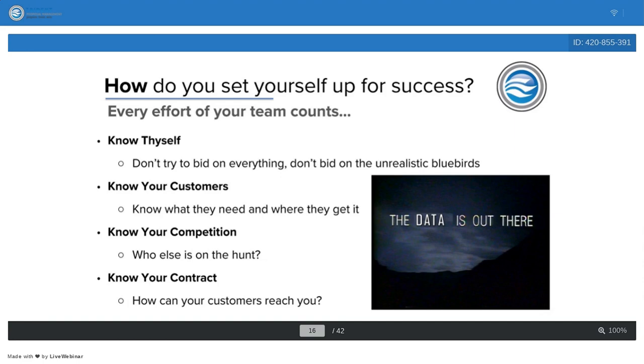Don't try to bid on everything. Don't go after those unrealistic bluebirds that you have no chance of winning. Unless you have endless time and resources and money to spend writing proposals all day long, it's not going to be worth your effort. Make sure you know your customers, right? Know what they need, know where they get it so that you can make the case for Polaris. Know your competition, know who else is in the hunt.